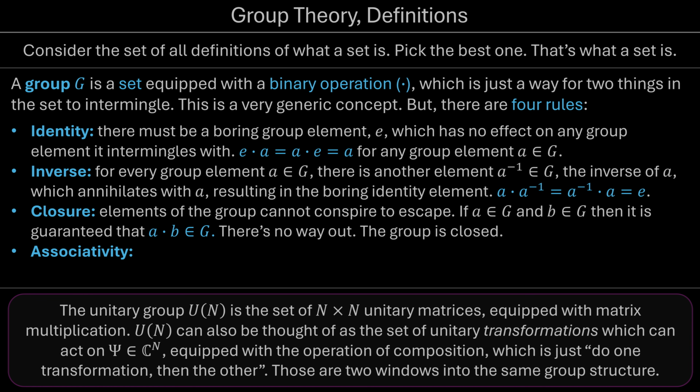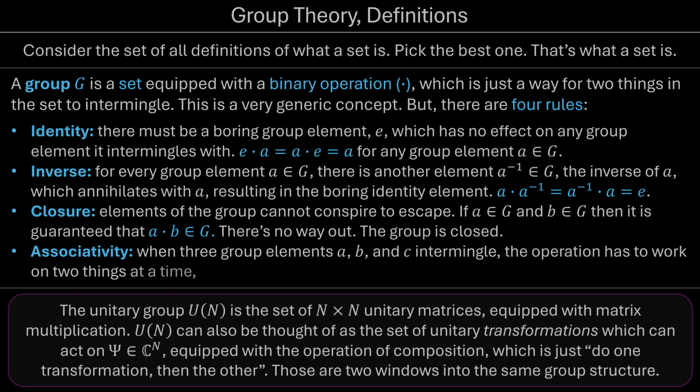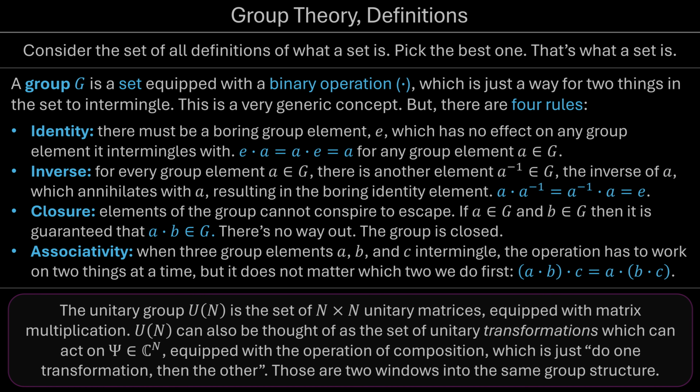All right, and finally, we also have the rule of associativity. And what that says is, suppose you take three group elements, A, B, and C, that are all in the group, and you want to have the three of them intermingle. Well, you have to do it two at a time, because the group operation is a binary operation, which by definition means it only acts on two things at a time. But it doesn't matter whether first A and B intermingle and then that intermingles with C, or if you have the product of A times the result of B and C intermingling together.